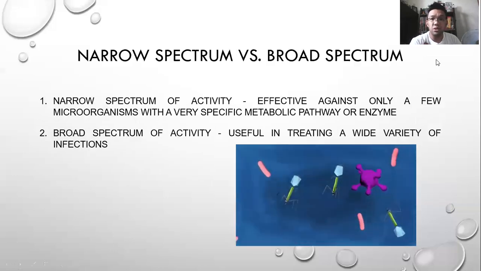Now, narrow spectrum versus broad spectrum. This is the one that I was talking about earlier. Number one, narrow spectrum of activity. This is effective against only a few microorganisms with a very specific metabolic pathway or enzyme. A great example would be that of the cephalosporins. Like what I've said, the earlier the generations, the fewer bacteria that they can kill. The newer generations can kill a wide variety. That falls now into number two, broad spectrum of activity, which are useful in treating a wide variety of infections.